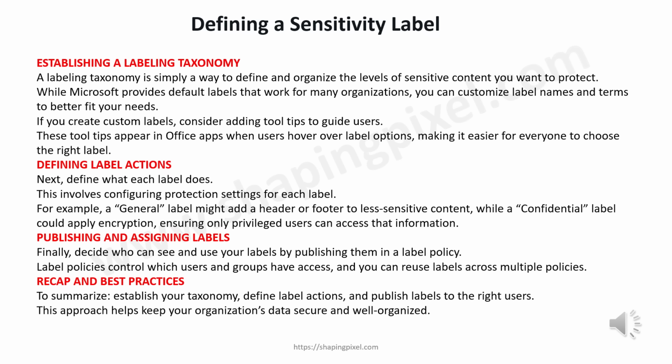Finally, decide who can see and use your labels by publishing them in a label policy. Label policies control which users and groups have access, and you can reuse labels across multiple policies. To summarize, establish your taxonomy, define label actions, and publish labels to the right users. This approach helps keep your organization's data secure and well organized.